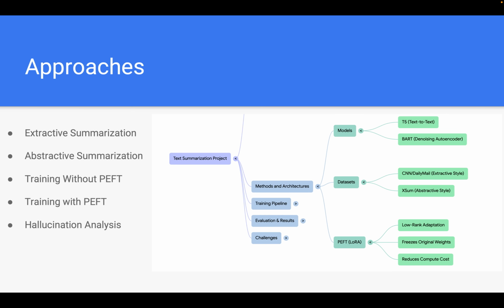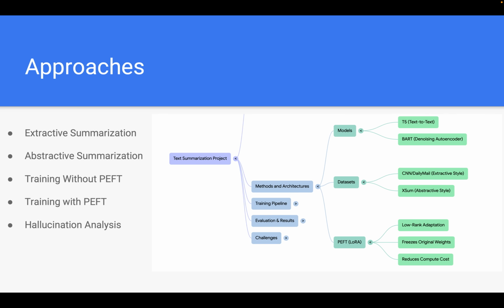So it uses two models, T5, which was developed by Google, and BART, which was developed by Meta. Basically, both of these are encoder decoder transformer based models. We have used multiple datasets, especially the CNN DailyMail dataset to train the model, and also the XSum dataset, which will be used in the abstractive style summarization.